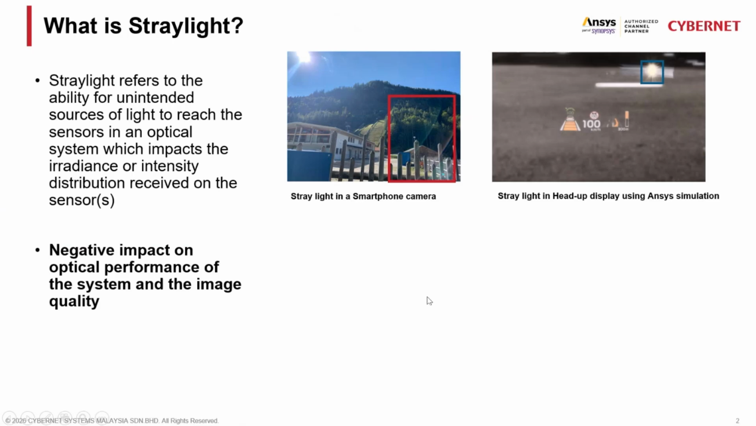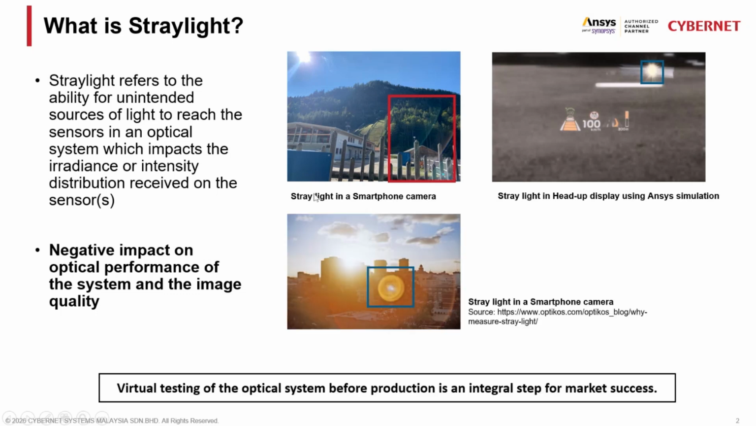Okay. So what is Straylight? First we will start by understanding Straylight. Straylight normally refers to the unintended source of light that reaches the imaging sensor in the optical system, which will impact the irradiance or the intensity distribution received on the sensor. It has a negative impact on the optical performance of the system, and it also affects the image quality.